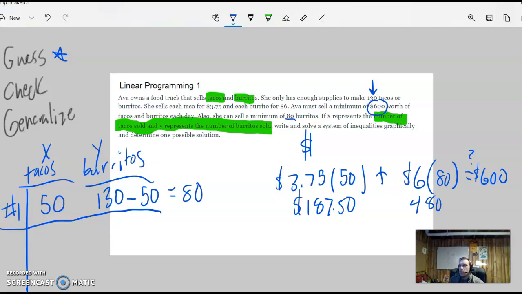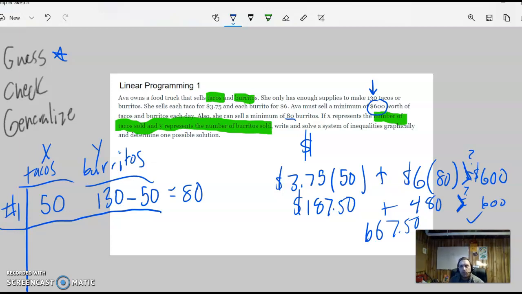Do those together equal $600? Or what do we say? We have to have a minimum, so we need this to be greater than 600. Yep, greater than 600. So let's see, calculator, 480 plus 187.50. I get $667.50. Awesome.